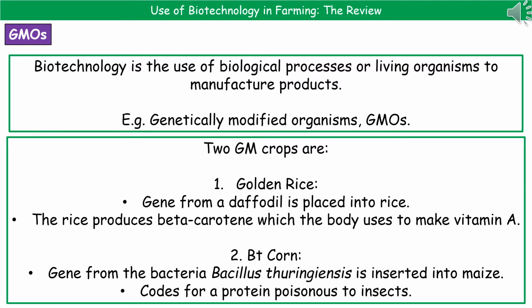Two key types of GM crop that we have: golden rice, which has a gene from daffodil placed into the rice plants, and that means the rice produces beta-carotene, which our body uses to make vitamin A to avoid blindness. And the second one, BT corn, which takes the gene from the bacteria Bacillus thuringiensis and inserts it into a maize plant, and that means that it codes for a protein that's poisonous to insects to avoid the crop damage.